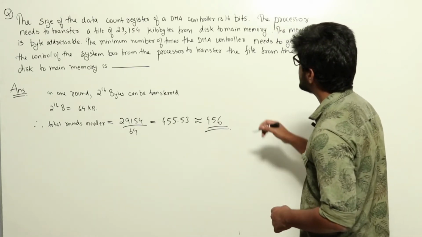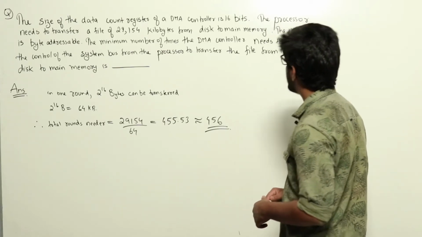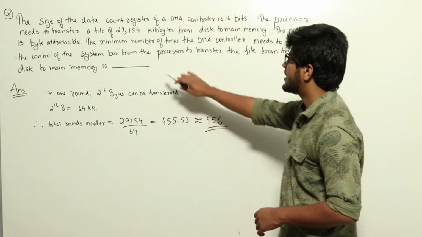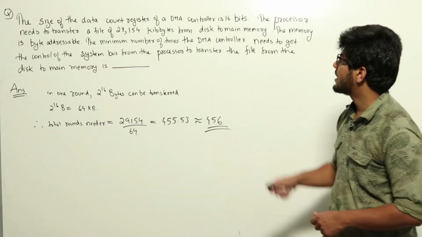The minimum number of times the DMA controller needs to get the control of the system bus from the processor to transfer the file from the disk to main memory is dash. So this is a question coming from computer organization regarding DMA or direct memory access.